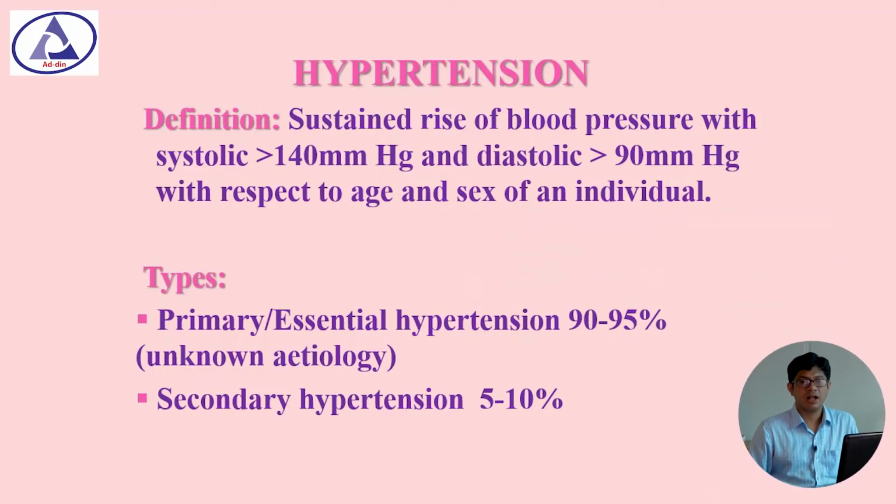Today we will discuss hypertension, a common topic. Let's get started. What is hypertension? Sustained rise of blood pressure with systolic greater than 140 mm of mercury and diastolic greater than 90 mm of mercury, with respect to the age and sex of an individual, is called hypertension. What are the types? It has two types: primary or essential hypertension, which is more common, 90 to 95% of cases, with unknown etiology, and secondary hypertension, only 5 to 10%.